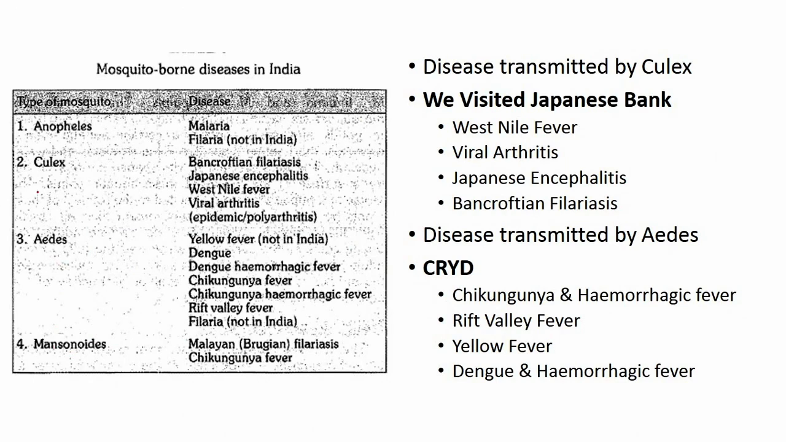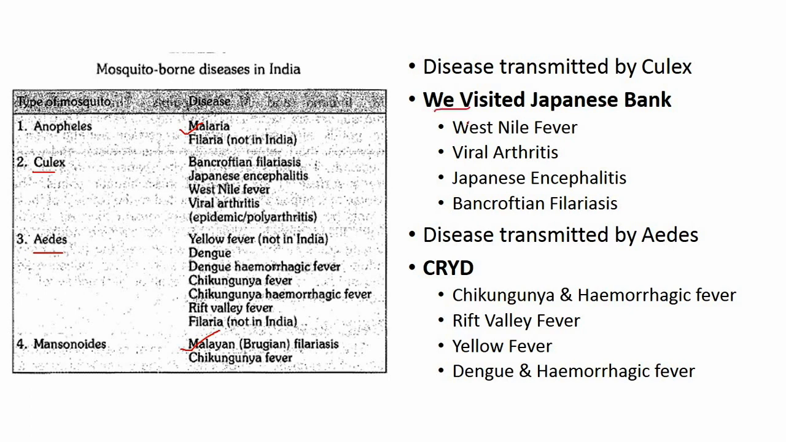So in mosquito-borne diseases, many of the students remember this very clearly without a mnemonic, but some students will get confused between the diseases and the vectors. So for this, Anopheles and malaria, these are all unique. Mansonioides and Brugia malayi, these are all unique. But Culex and Aedes, these are all sets of diseases. So for Culex, we visited Japanese bank is the mnemonic.